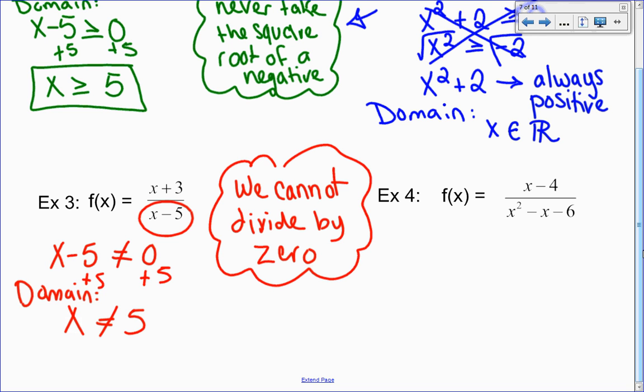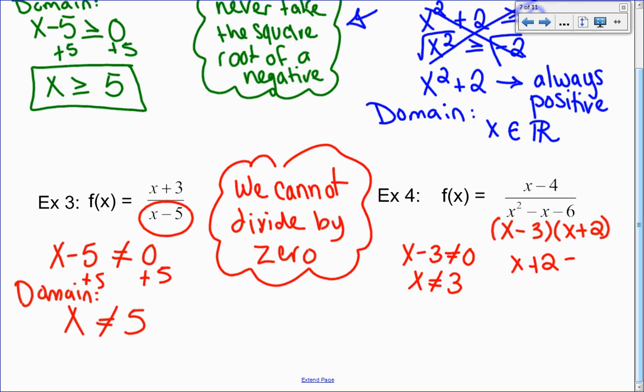Okay, and then here we'll just need to factor our denominator first. x minus 3 times x plus 2. And we're going to take each factor and make sure they don't equal 0. So x minus 3 cannot equal 0, which means x doesn't equal 3. And x plus 2 does not equal 0, which means x doesn't equal -2. So our domain is going to be x doesn't equal 3 and x doesn't equal -2.